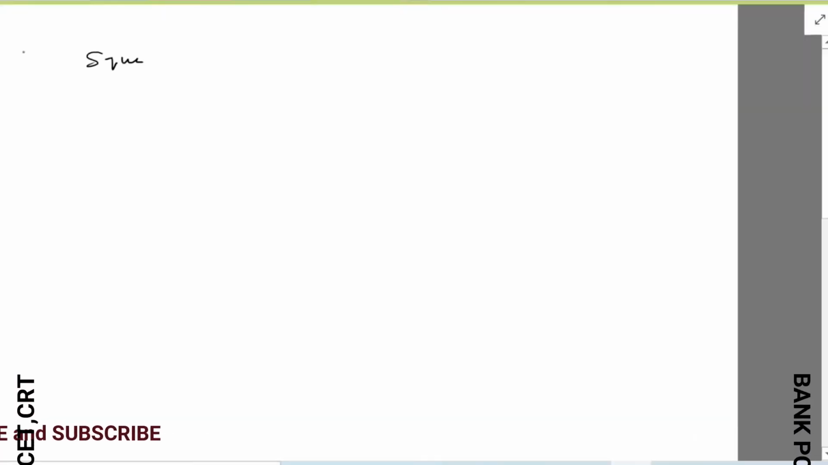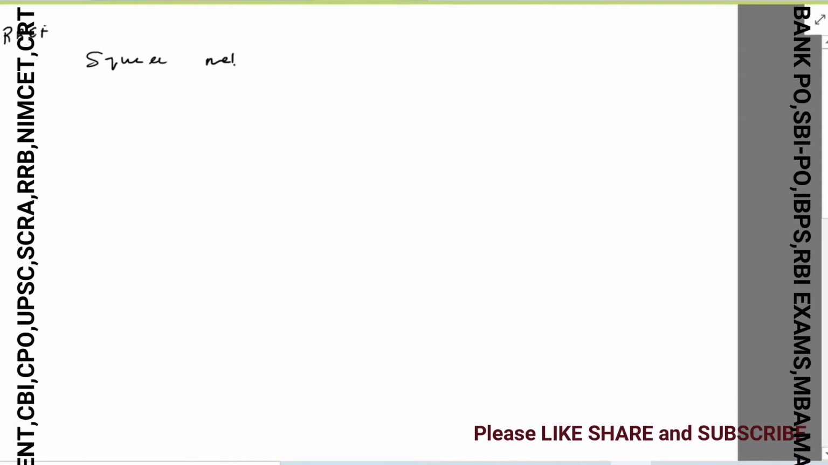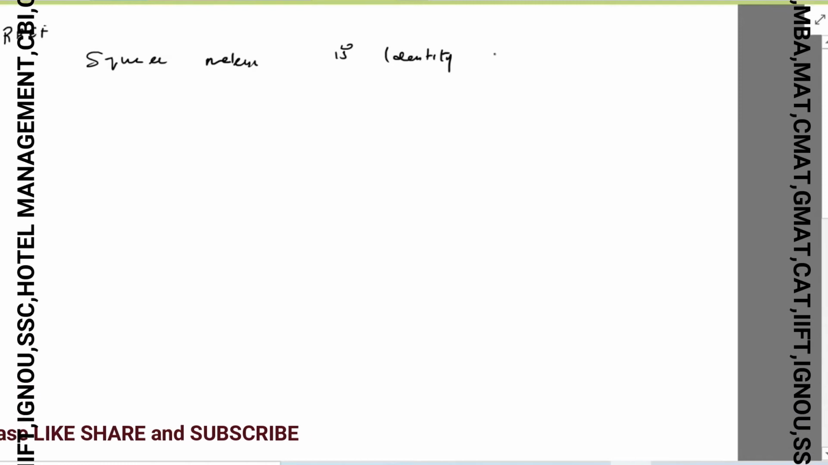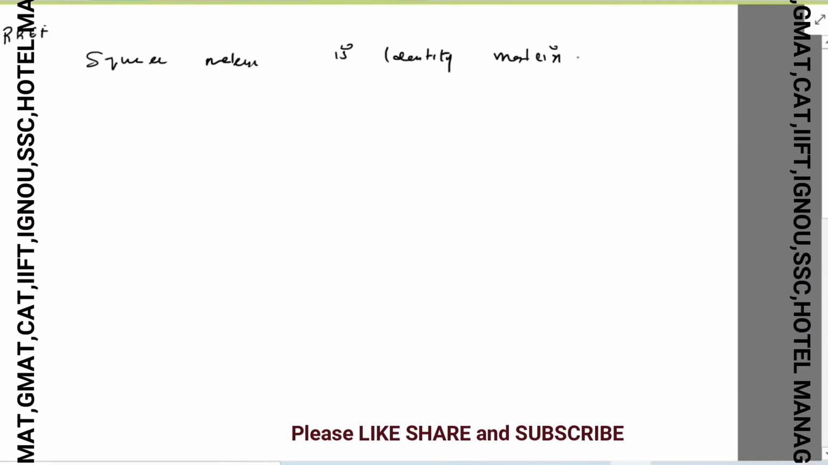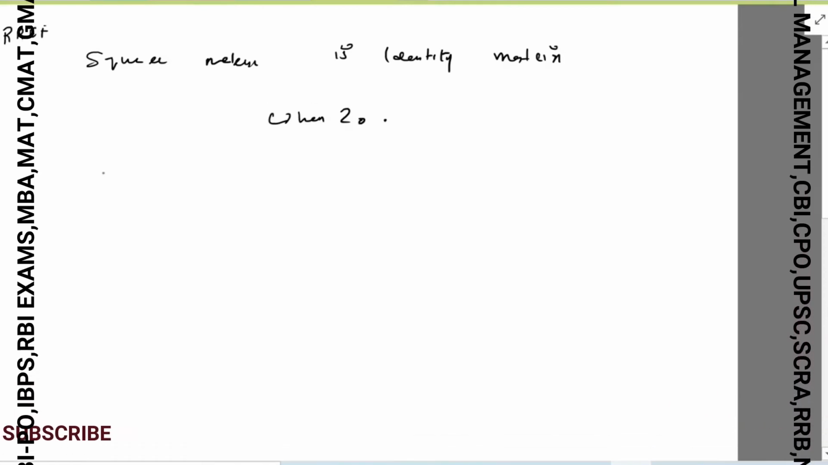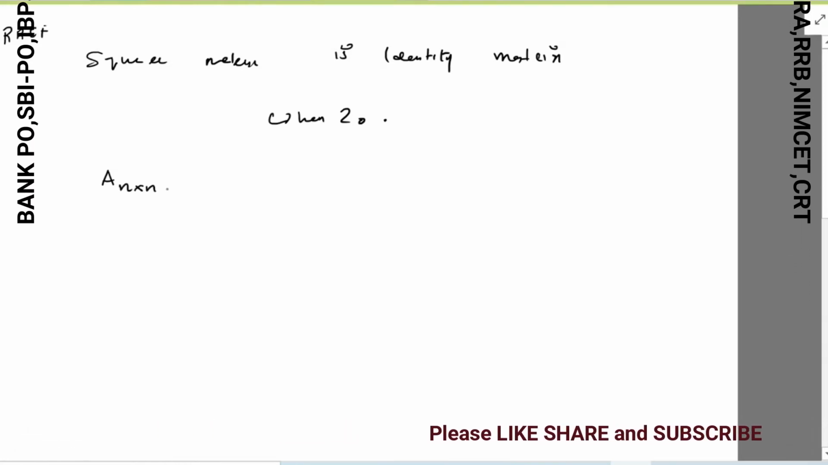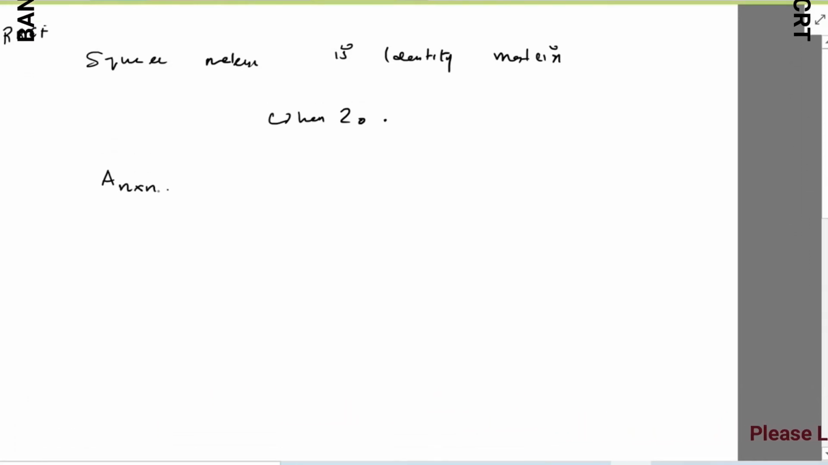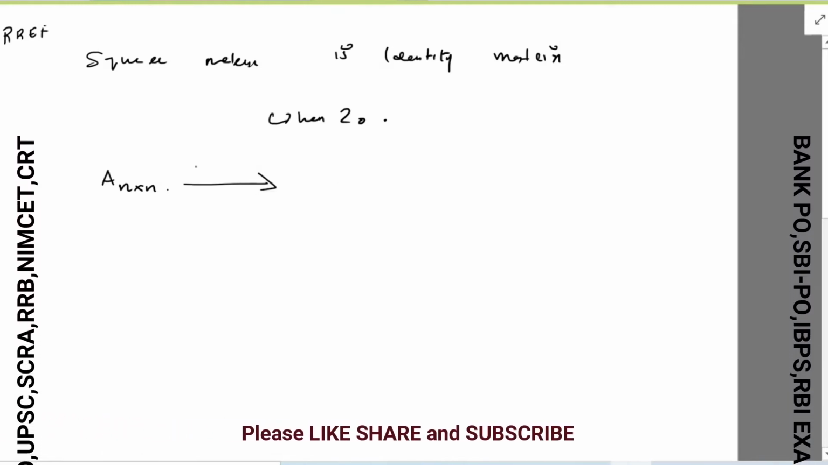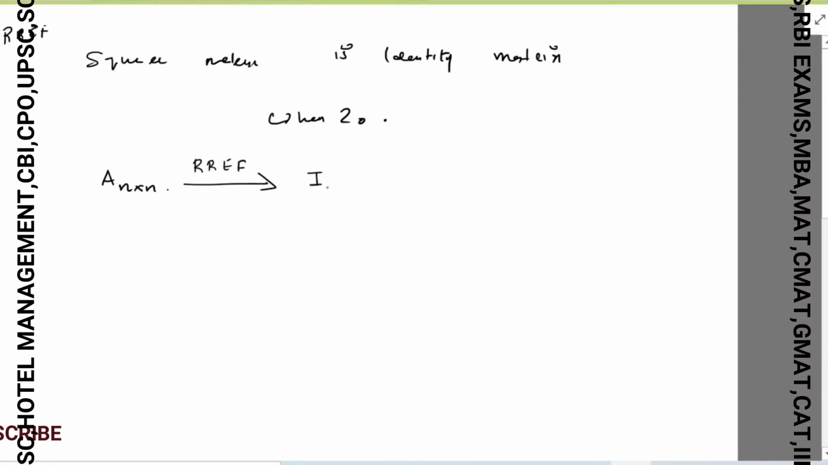The RREF of a square matrix is the identity matrix. When does this happen? Suppose I am taking a square matrix A of order n, that is n by n, and I am reducing it to RREF. When will I get the identity matrix of order n?